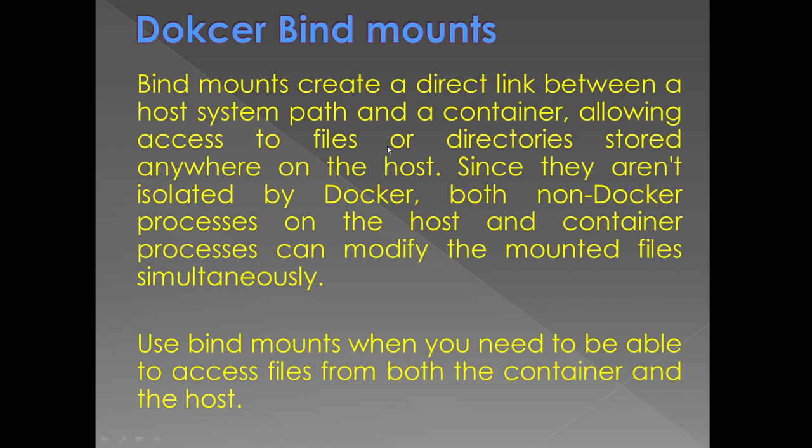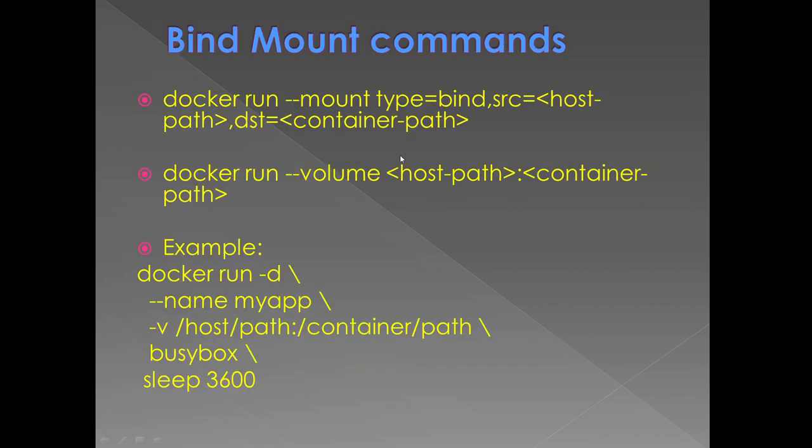Docker bind mounts. Bind mounts create a direct link between a host system path and a container, allowing access to files or directories stored anywhere on the host. Since they are not isolated by Docker, both non-Docker processes on the host and container processes can modify the mounted files simultaneously. Use bind mounts when you need to be able to access files from both the containers and the host. These are the bind mount commands.